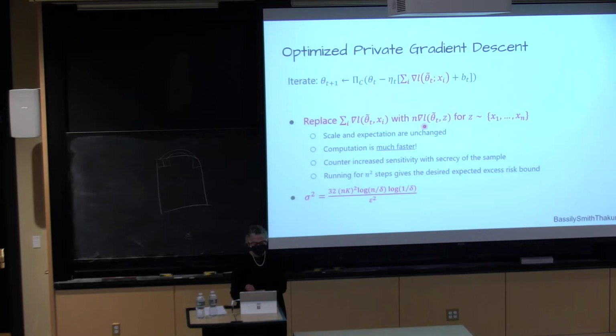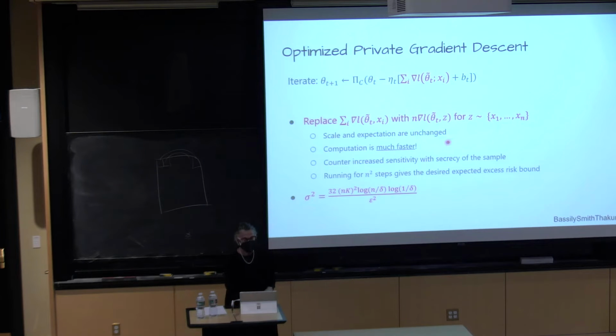Now, I put in the derivative of the loss function with respect to Z here, and I multiply the quantity by n. So let's look at that. First of all, before I was summing these terms up over x1 up to xn. Now I'm just taking one term, but I'm multiplying it by n. So the scale is right. It's the same scale as before. Oh, and the expectation is the same. Now, what happened to my computation costs? They plummeted by a factor of n.